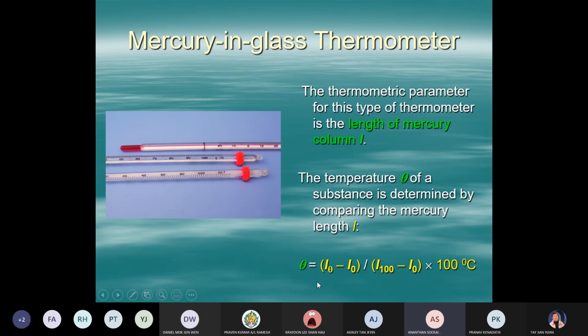I think we discussed this earlier. Find L naught and L100 first. L naught, put it in the ice bath. L100, into boiling water, the boiling point of water. Then L theta, find the length at theta, the body where you want to find the temperature, and we use this formula. Before we go to the pluses and minuses, the good thing about this thermometer is that it's very easy to use.